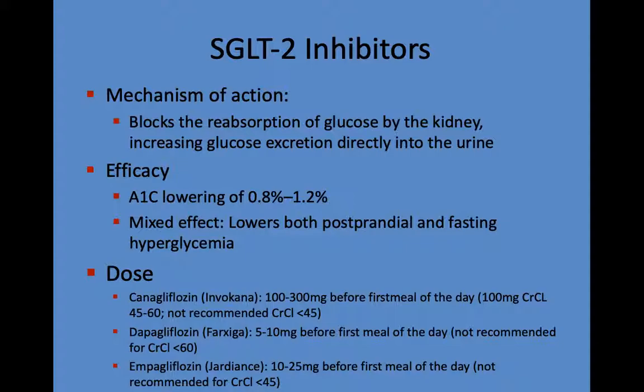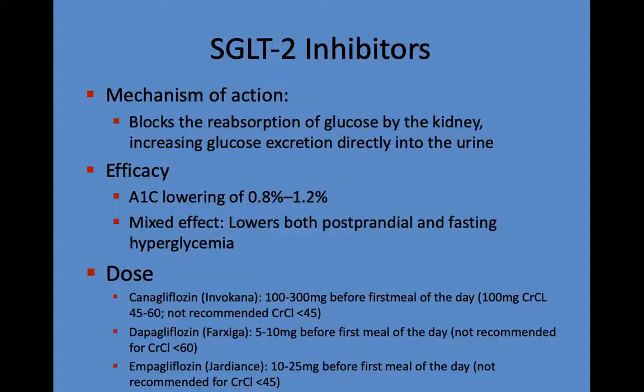So SGLT2 inhibitors, these are new from when your book was printed. These actually block the resorption of glucose by the kidney, increasing glucose excretion directly into the urine. Now, this is kind of backwards from what we used to think, and what we still think for patients who aren't on these: that sugar in the urine is bad because that means the kidneys are getting damaged by it. Sugar going through the kidneys is usually not great because sugar is a large molecule. It leads to kidney damage and long-term kidney disease.